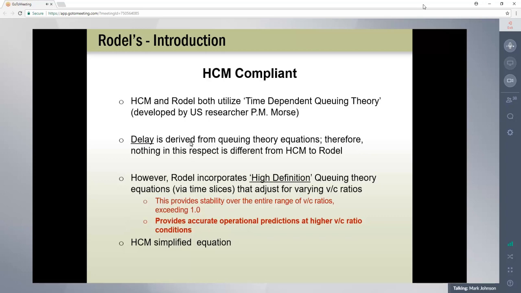So this becomes quite important at end-of-life scenarios when we're trying to decide on our laneage of 1 versus 2 or 2 versus 3. Having a solid understanding of queue and delay at those high VC ratios is a key important feature of the geometric model.